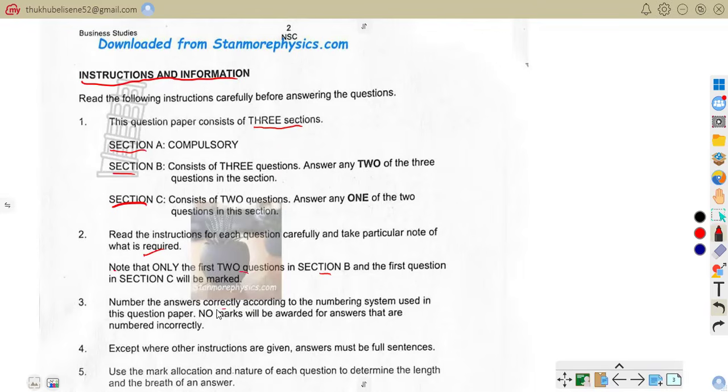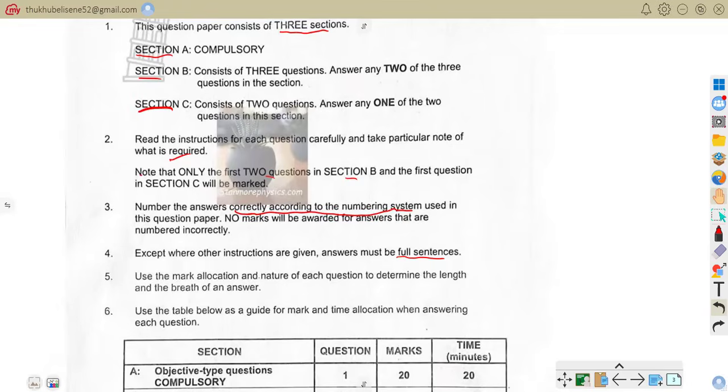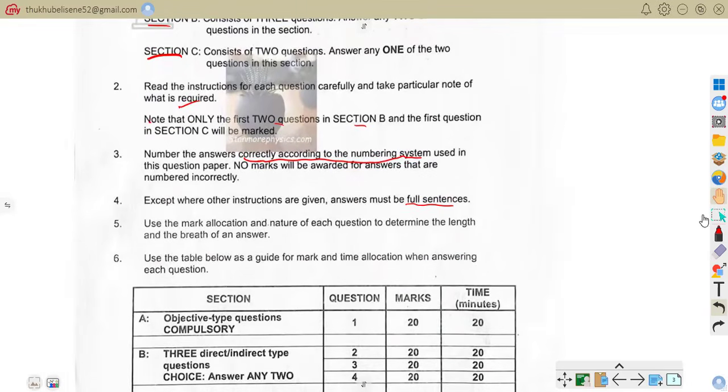Number answers correctly according to the number system used in this question paper. No marks will be awarded for answers that are numbered incorrectly. So make sure that your numbering is very correct. Instruction number 4, except where other instructions are given, answers must be in full sentences. Instruction number 5, use mark allocation and nature of each question to determine the length and the breadth of an answer. Now we are to attend to instruction number 6.